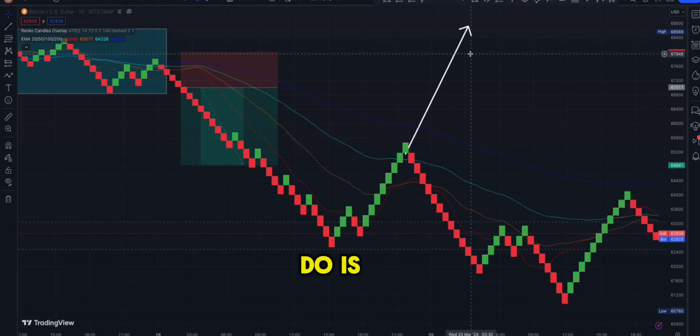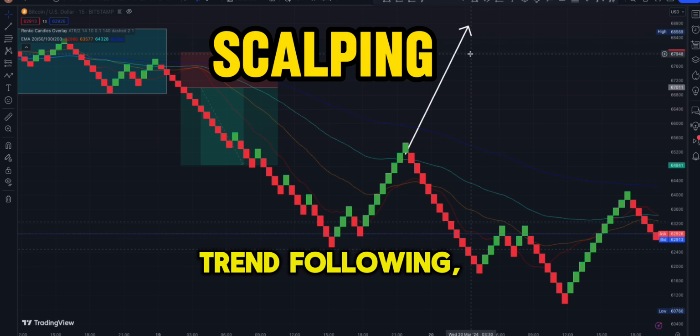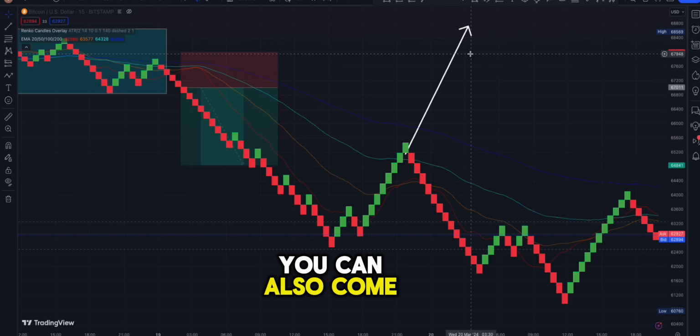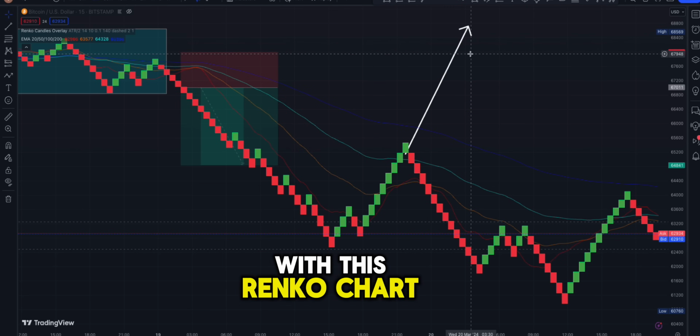All you need to do is to choose the best that suits your need. We have seen it works on scalping, trend following, breakouts, reversals, and so on. You can also come up with a new strategy with this renko chart.